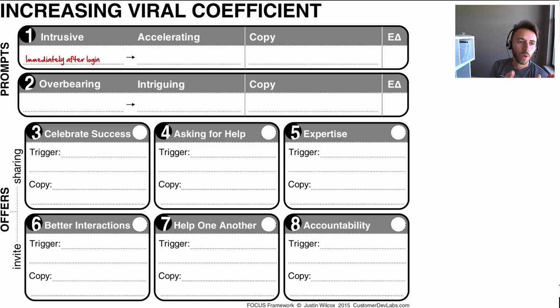Okay, so intrusive, we come up with our intrusive prompt immediately after login. Now we want to come up with the accelerating prompt. So what prompt is going to actually accelerate someone's solution to their problem?